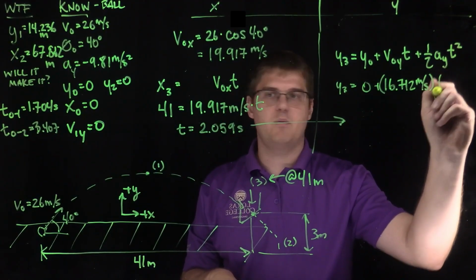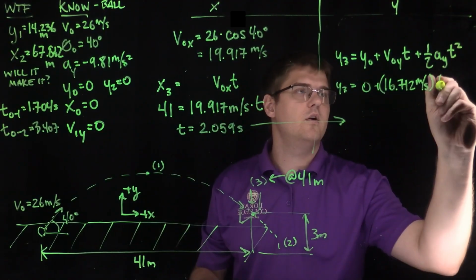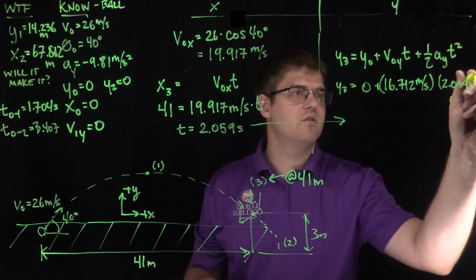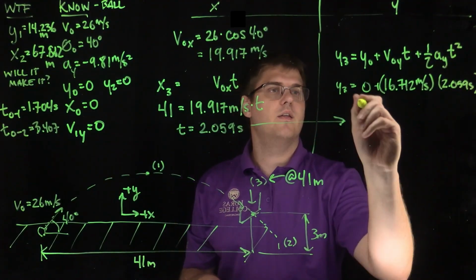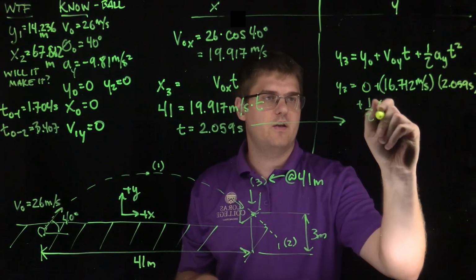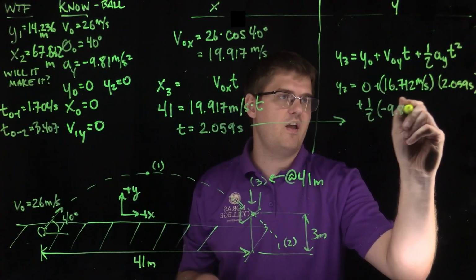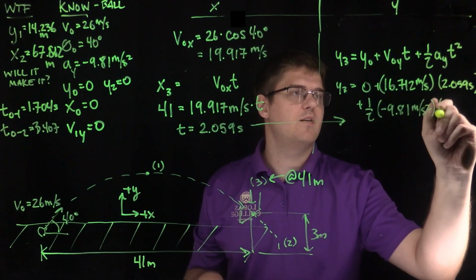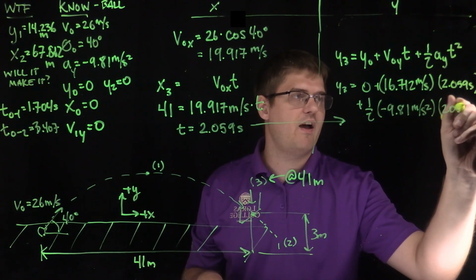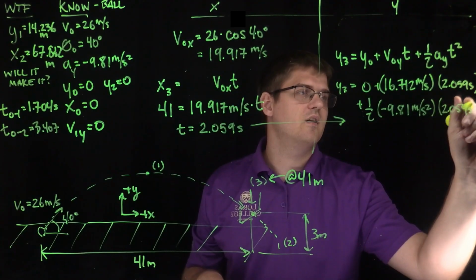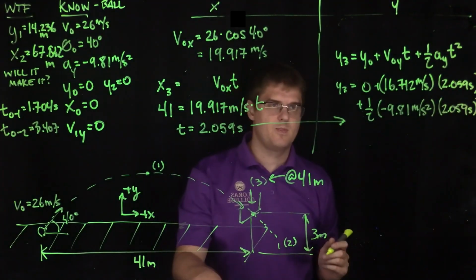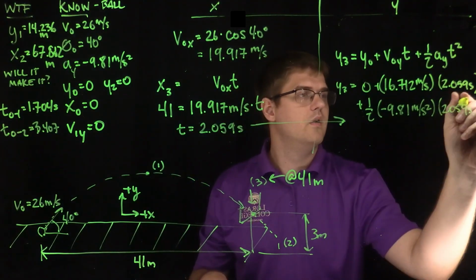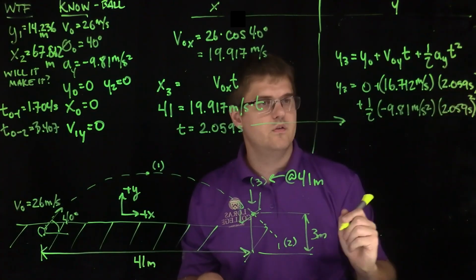I'm going to multiply that by my time, which is coming from right here, 2.059 seconds, and then add 1/2 my acceleration of gravity, negative 9.81 meters per second squared, times my time squared, 2.059 seconds squared. You guys can't quite see the squared. There we go.